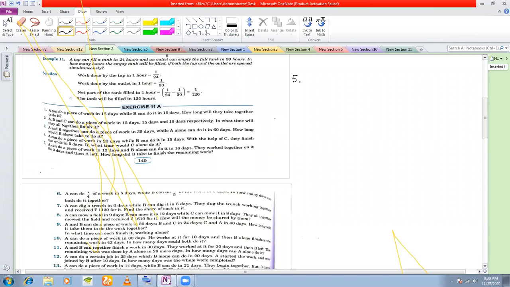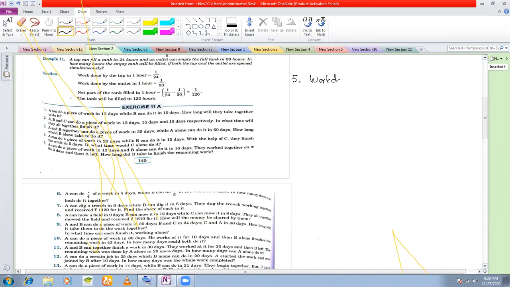And after that, what happens? A leaves. So if A leaves, B is left alone to finish the work. So what B does is that B finishes the remaining work alone. So in how many days will B be able to finish the work? That is the question. So let us first find out what is the work done by A.